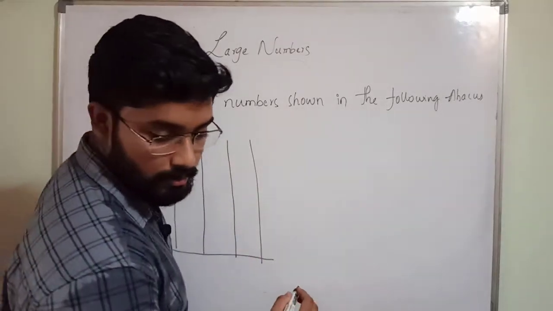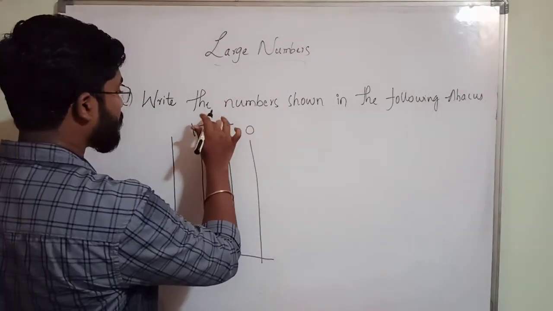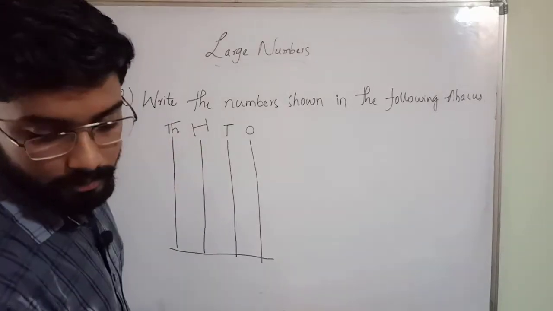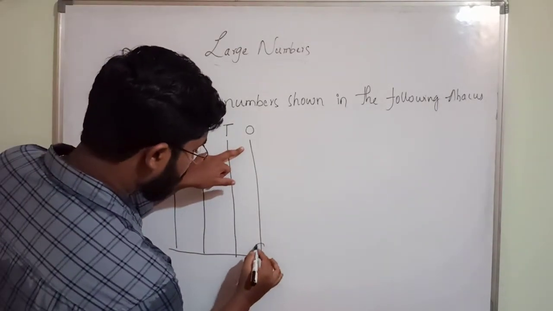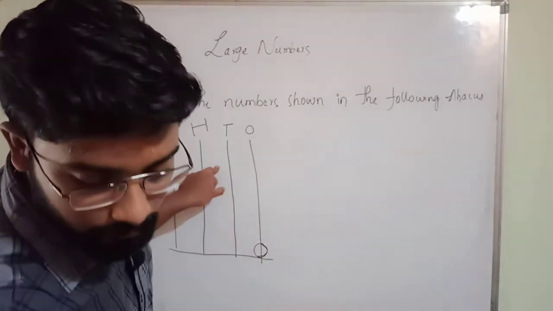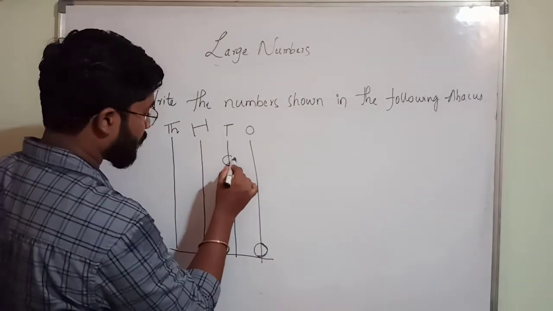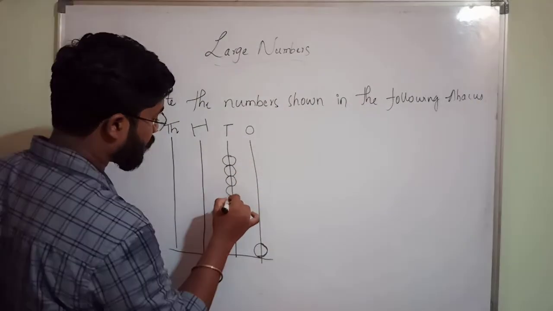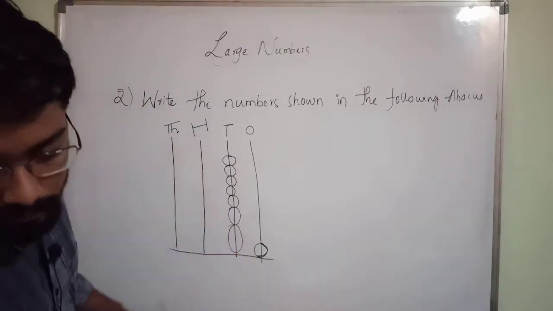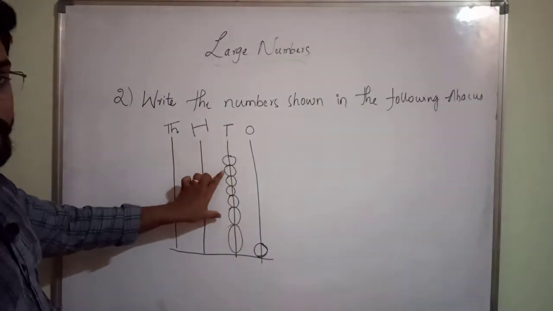This is the abacus. This is ones place, tens place, hundreds place, thousands place. Okay. In ones place, only one ball is there. Next, 1 2 3 4 5 6 7. 7 are there. So in tens place you are having 7.